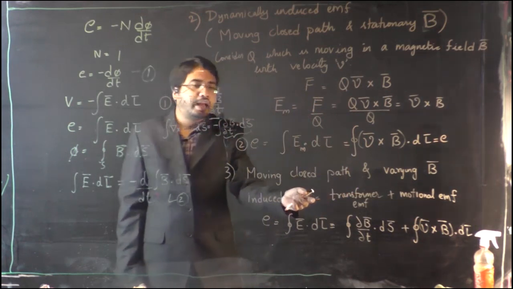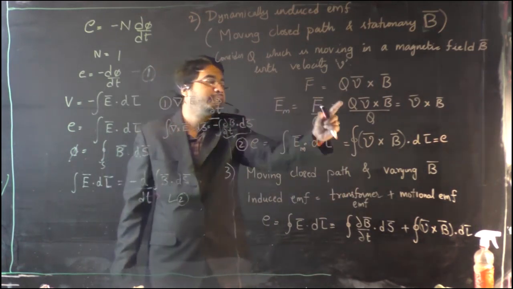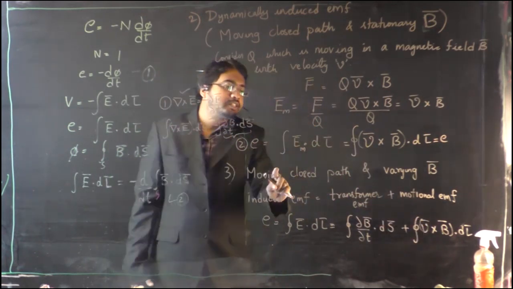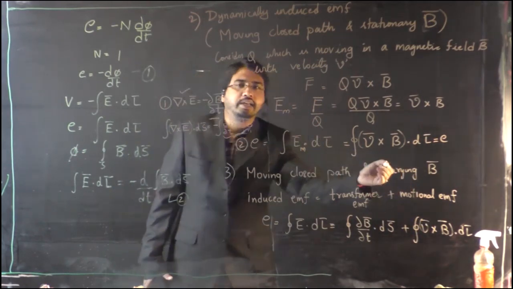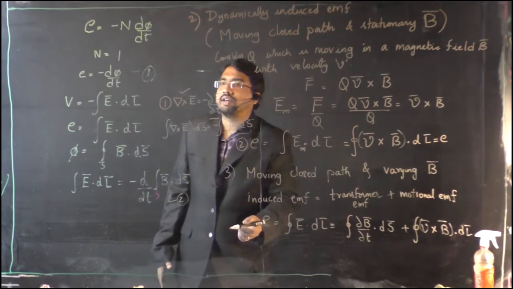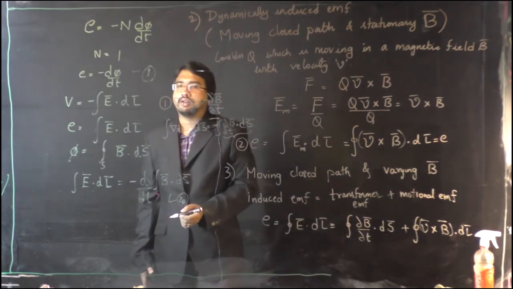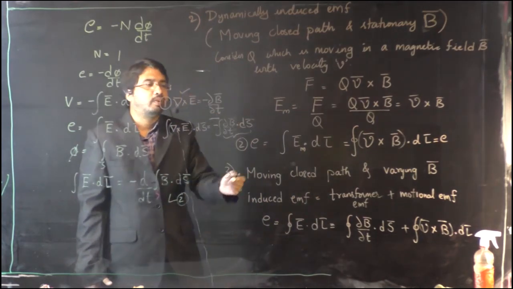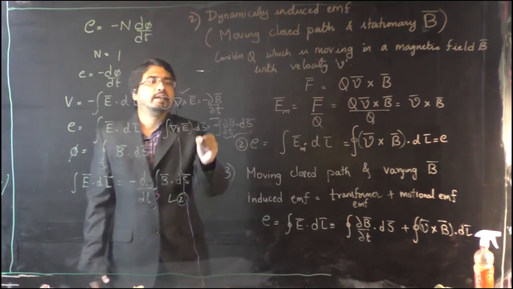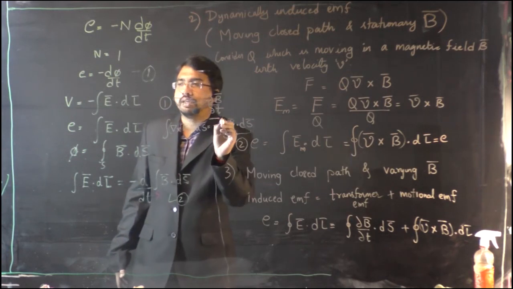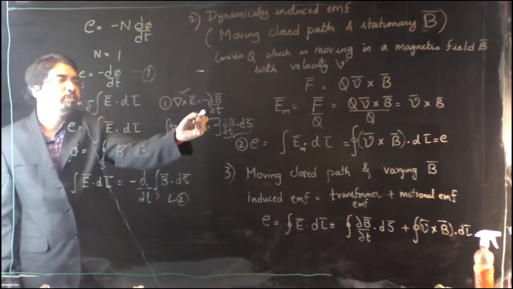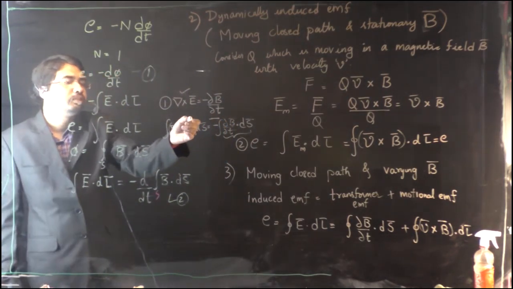In the third case, we are adding both the first case EMF and second case EMF, that means when both the conductor is moving as well as your magnetic field is varying. So these are the three cases for Faraday's law of electromagnetic induction. These formulas are very important, mainly del cross E bar is equal to minus dou B bar by dou T. This equation is very important.